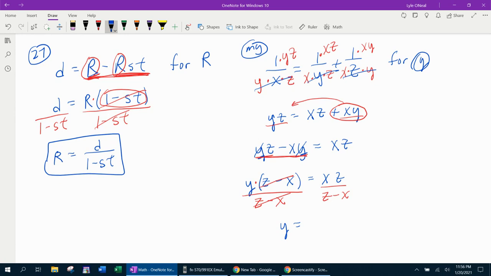And my final answer is XZ over Z minus X. And now that is solved for Y.